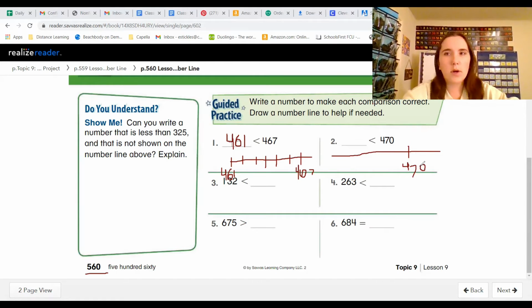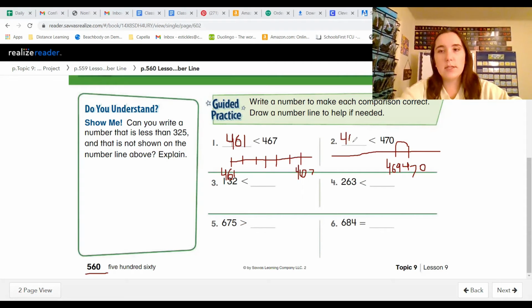So 470. Well, let's think. What's 1 less than 470? We make one jump backwards. What's 1 less than 70? 69. So 469 would be 1 less than 470. Now, guess what? We don't have to go any farther. 469 is less than 470 because it's 1 less. Done. That easy.